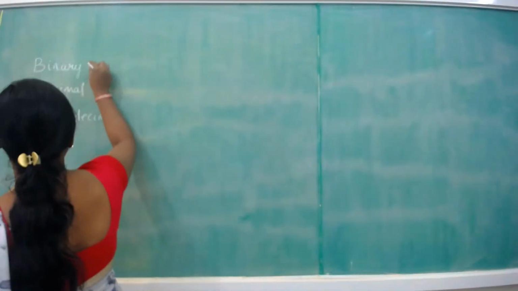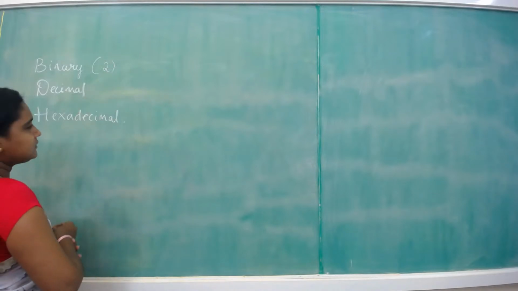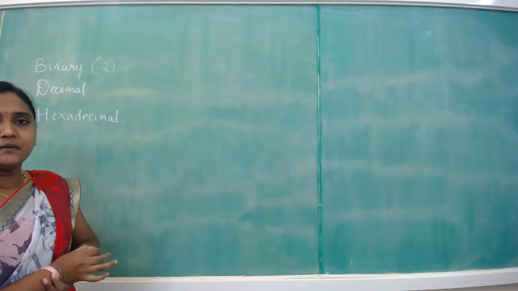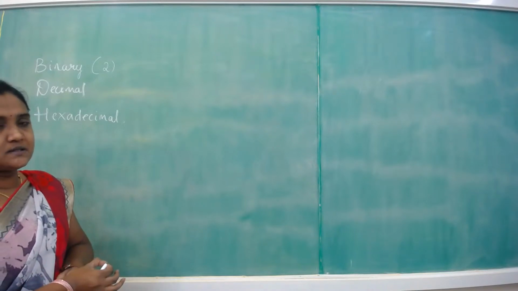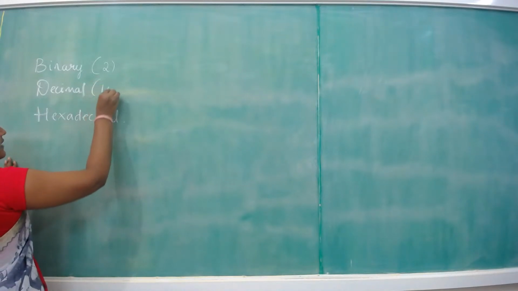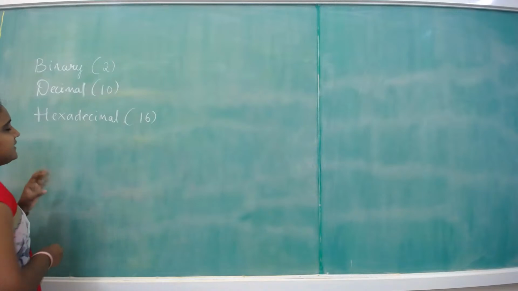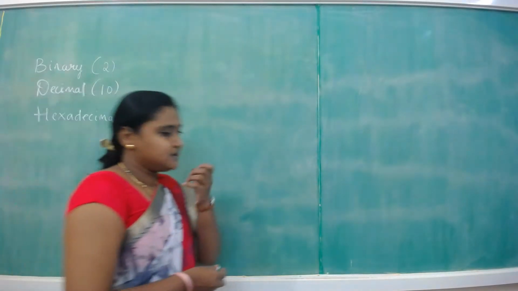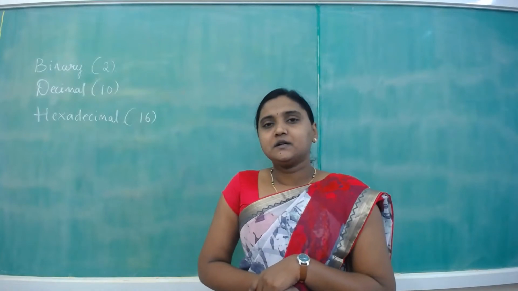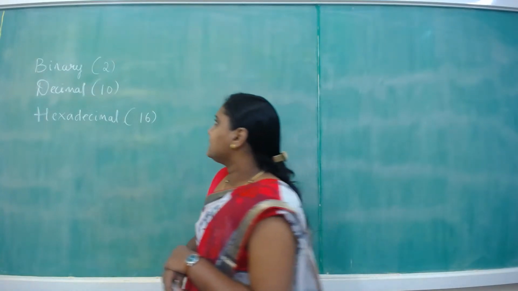For binary, the base is 2. Base is nothing but the total number of symbols a number system has. Decimal has 10 symbols, and hexadecimal has 16. So we have studied the bases. Now we'll be seeing the conversion of one number system to another.